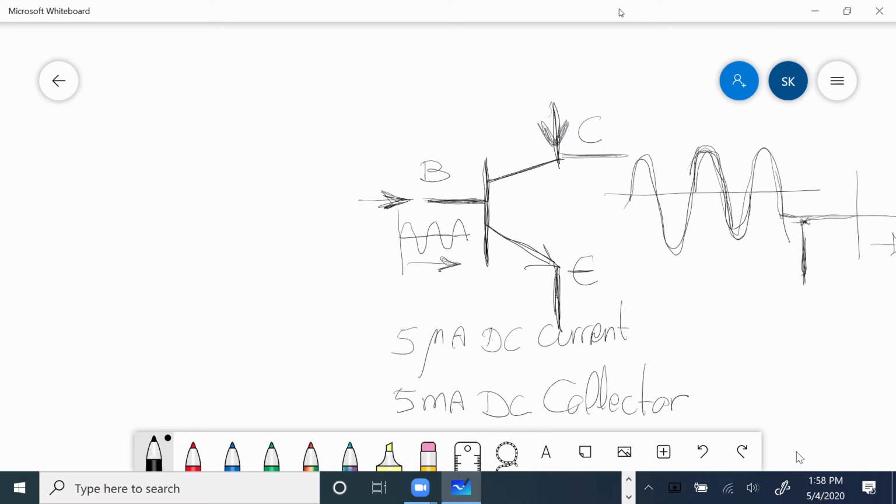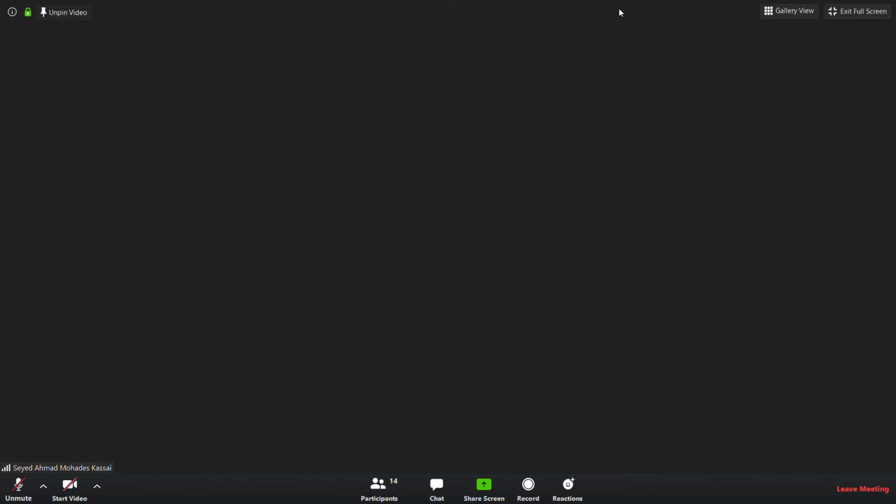So that is the statement. Now please listen. The transistor's job is to receive a small current at the base and give a large current at the collector. That's what it does for us. It's called a current amplifier. That's where it's used. That's what it's for.